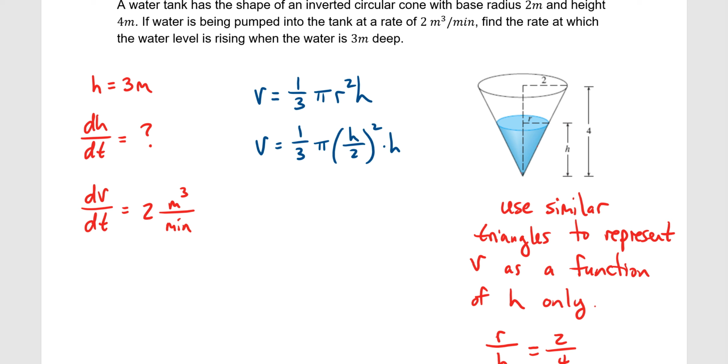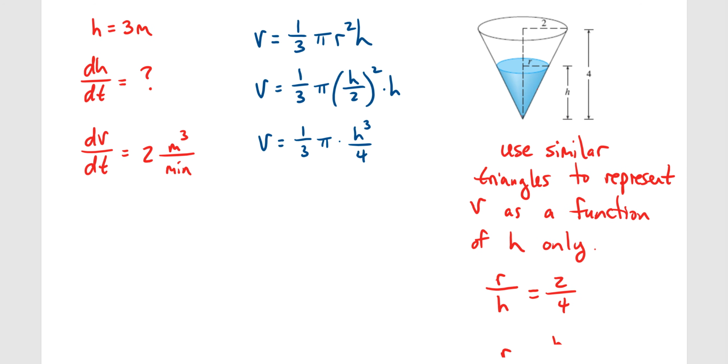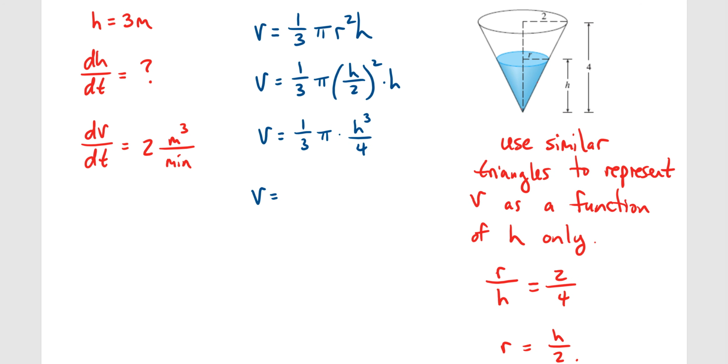Let's go ahead and just rewrite it. We're going to have 1/3 pi. We have H squared times H, that's going to be H cubed. And then we have 2 squared in the denominator, which gives us 4. And let's simplify this one more time before we take the derivative. We have 3 times 4 in the denominator, that's going to give us 12. So we're going to get pi over 12 times H cubed.